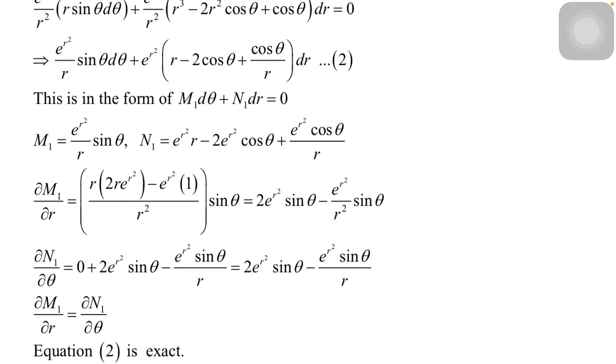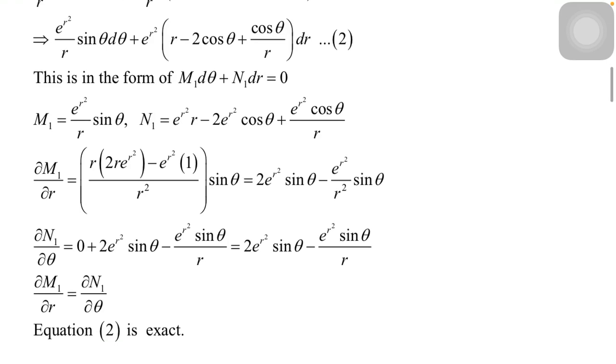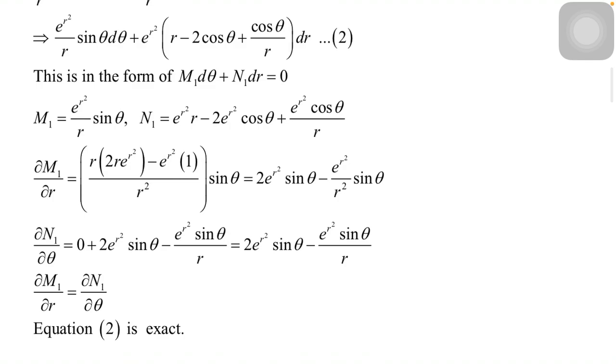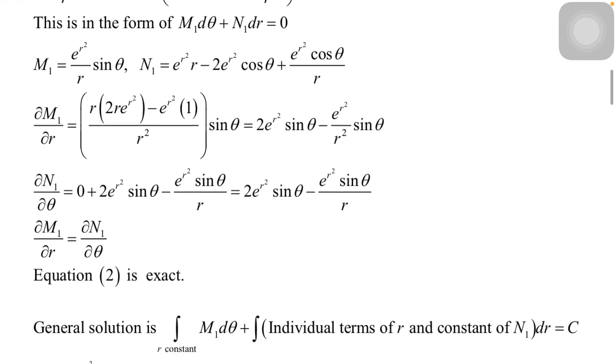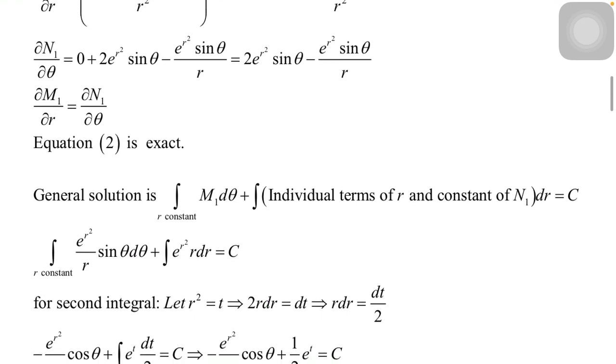So in n1, the first term e power r square into r has no theta, so that we have to take. But the second and third terms involve theta, so you just discard them. Only r terms and constants, and leave them wherever theta is involved. Okay.